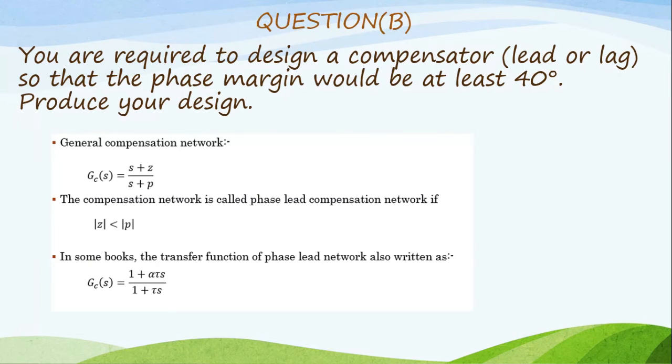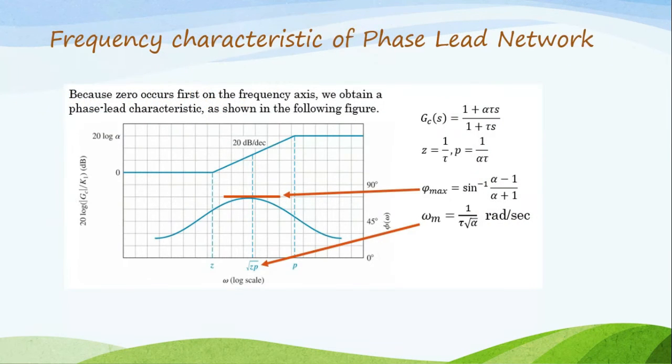In some books, the transfer function of the phase lead network is also written as (1 plus alpha tau s) over (1 plus tau s). Because the zero comes first on the frequency axis, we obtain a phase lead characteristic as shown in the following figures. As you can see, phi max is equal to arcsin of (alpha minus 1) over (alpha plus 1), and the crossover frequency is equal to 1 over tau square root of alpha radian per second.